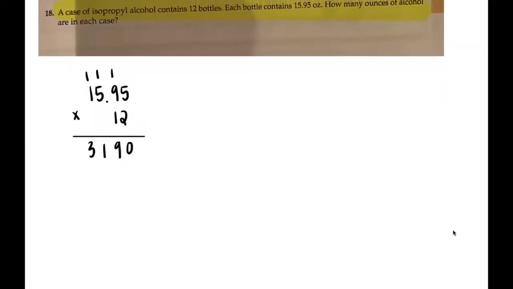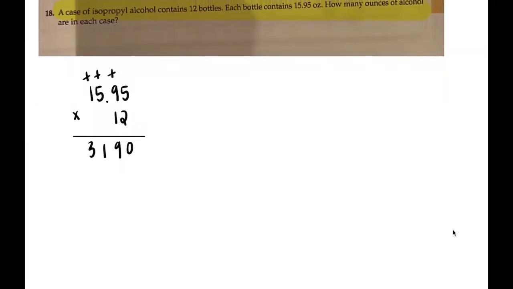Then we have 2 times 5 gives a product of 10, but we still have that 1 up top, so that will be 11. And then we have 2 times 1. Oh wait, where are we at? 5 times 2 is 10. 9 times 2 plus 1 is 19. Carry the 1. 2 times 1 plus 1 we get 3. So we're done with all these ones.